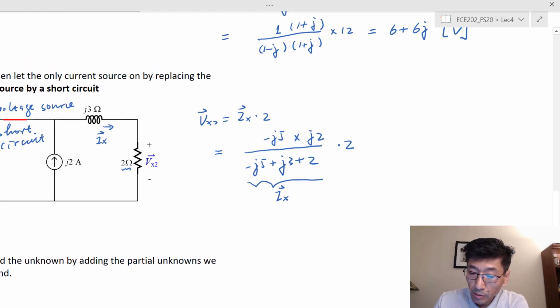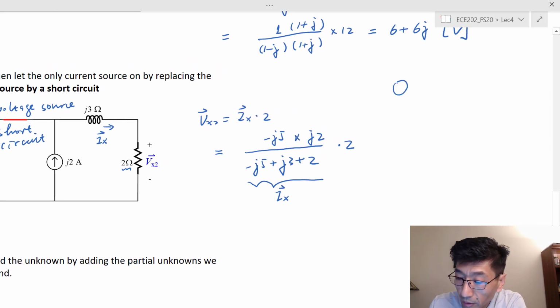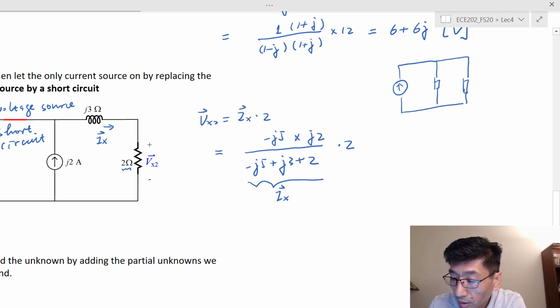And let me explain what I mean by the current division. Let's see, if I have a total current and 2 impedances, Z1 and Z2, and you're trying to find this current I2, and this is the total I. So what I use here is I2 equals Z1 over Z1 plus Z2, times I.